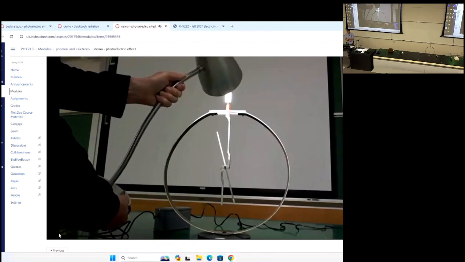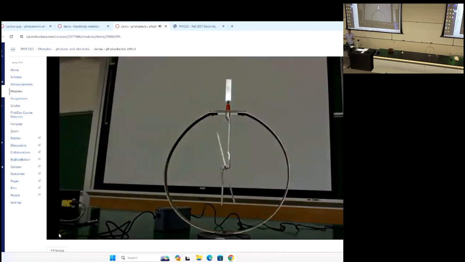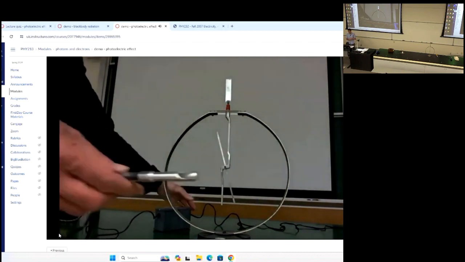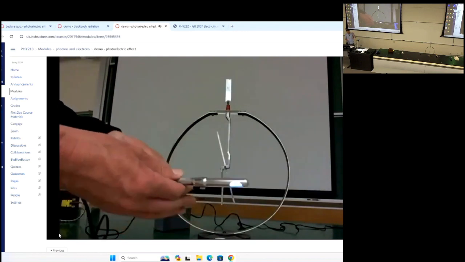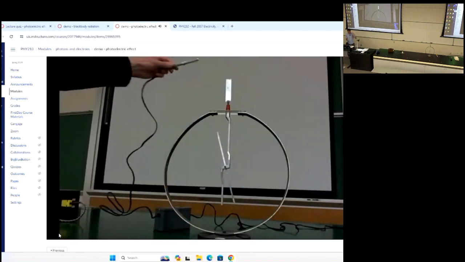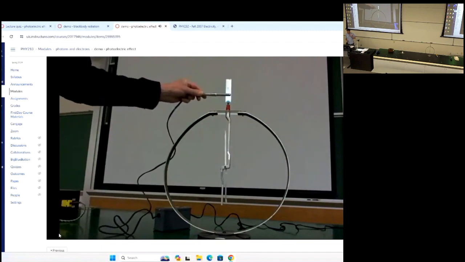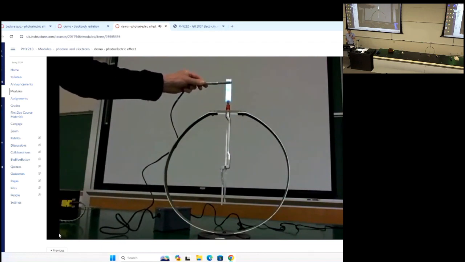Look, I'm shining the desk lamp on the electroscope. Nothing changes. There's charge sitting on the electroscope, and it just sat there. It didn't care about being bathed in regular old desk lamp light. Now I'm going to switch on the ultraviolet light, and I'm going to shine that. Look at that needle. What's going on there?